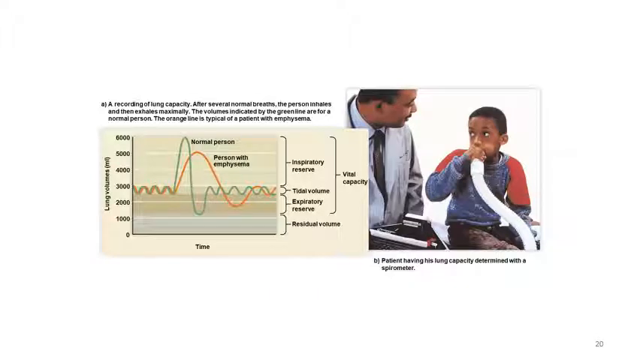In the doctor's office, the spirometer is a bit more advanced. In lab, we're going to use this small device, but it's still going to give us some results. And it shows here normal person versus person with emphysema. In people with emphysema, all these different values are much less.